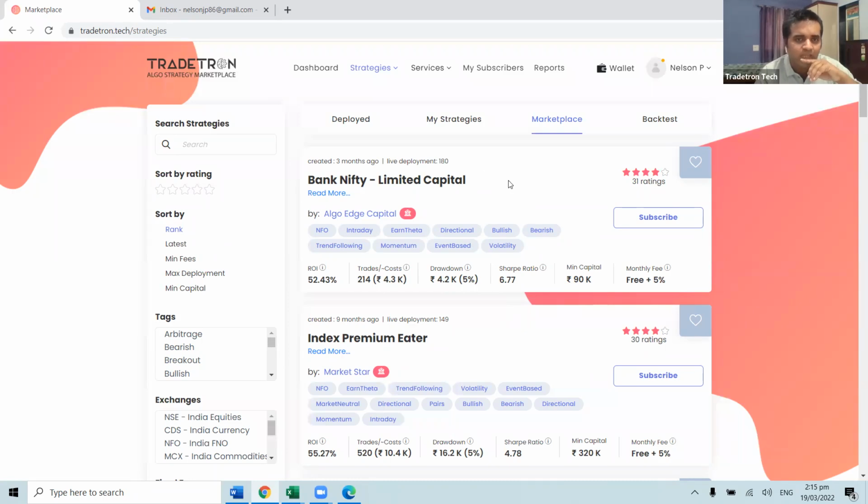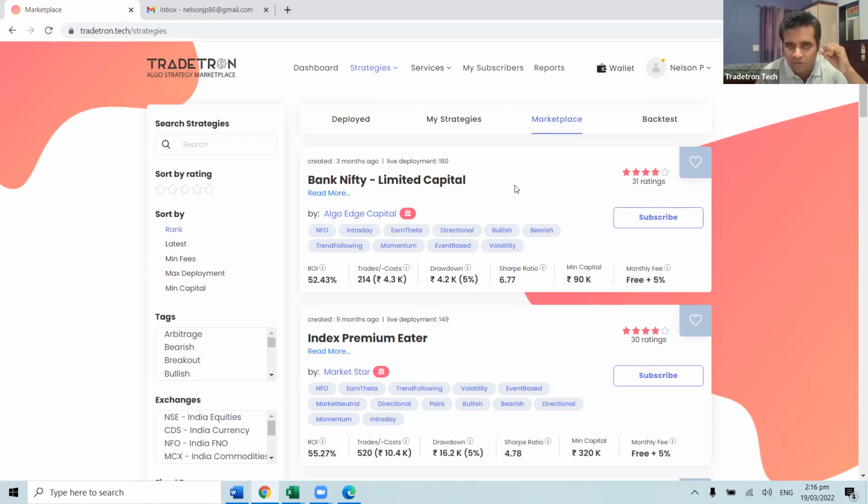The parameters on which this ranking is judged are a total of 4. The first one is ROI, return on investment. The second one is the Sharpe ratio. The third one is the number of live deployments, and the fourth one is the total AUM, which is total assets under management. So out of these 180 deployments, if the total AUM is a certain amount of crores, and that is higher than the other strategies, then this strategy will be at a higher position.